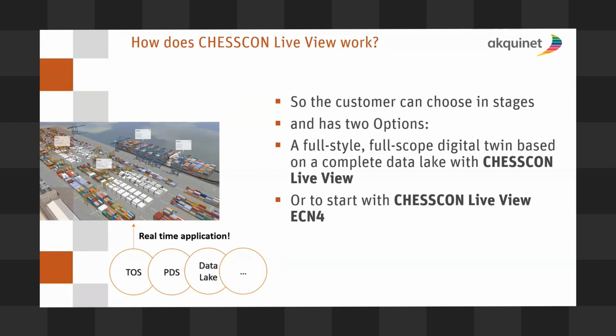So just a few words regarding the choice of the customer. The client has two options. He could have a full-scope digital twin, which is based on a complete data lake. Then you have not only the TOS data available, but also all maintenance data or fuel status of, for example, your straddle carriers and so on. You need all that to have a good overview of the maintenance status and of course the operational status of your terminal. Or you start with the CHESSCON Live View ECN4.